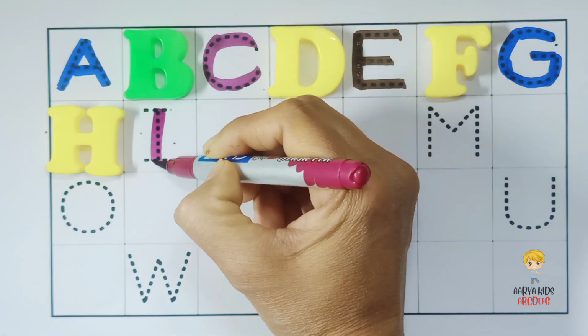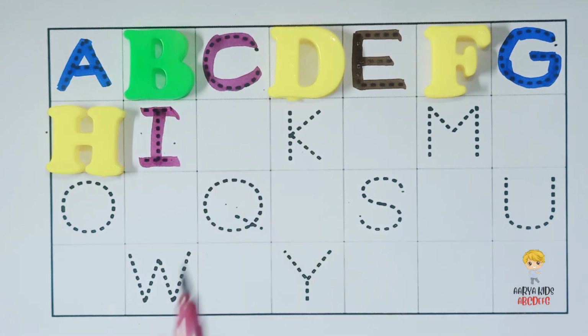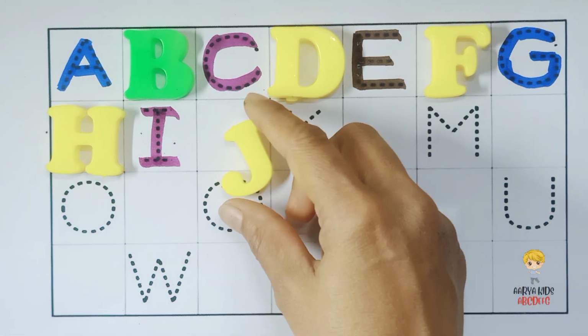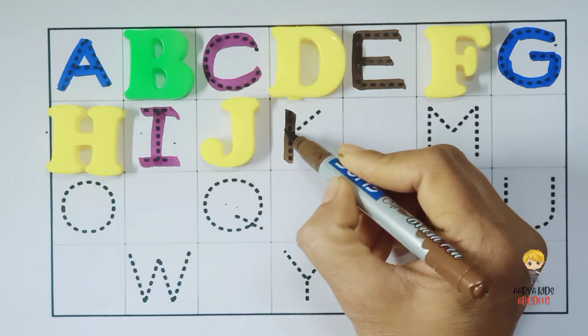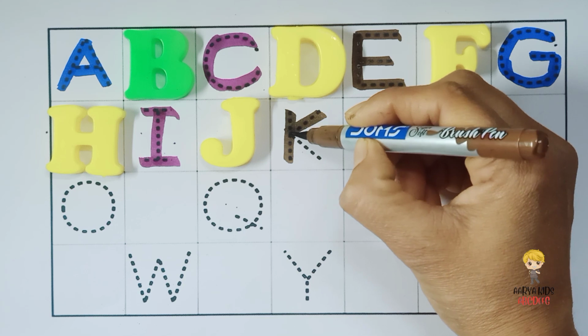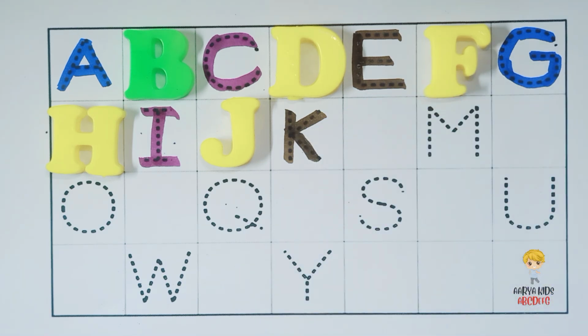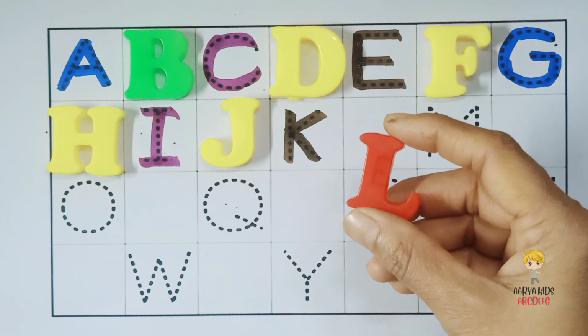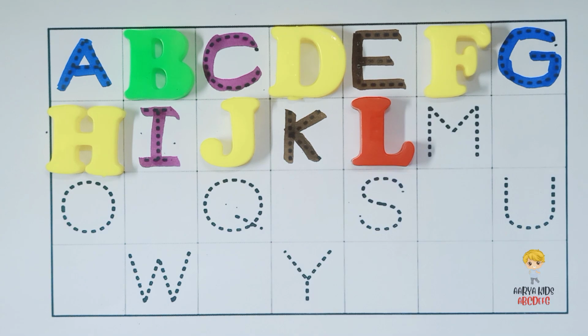I, I for ice cream, I for ice cream. J, J for joker, J for joker. K, K for key, K for key. Red color, L, L for lamp, L for lamp.